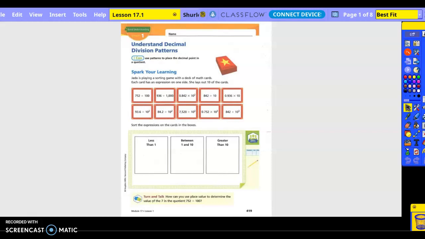Spark your learning. Janet is playing a sorting game with a deck of math cards. Each card has an expression on one side. She leaves out 10 of the cards.